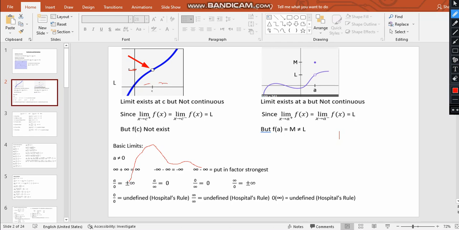f of a does not exist, it's something else, it's a point m. However, the limit to the left must be equal to the limit to the right equal to f of the point. So here, since it's void, the limit exists but it is not continuous. So to be continuous, always all the points must be filled and direct.